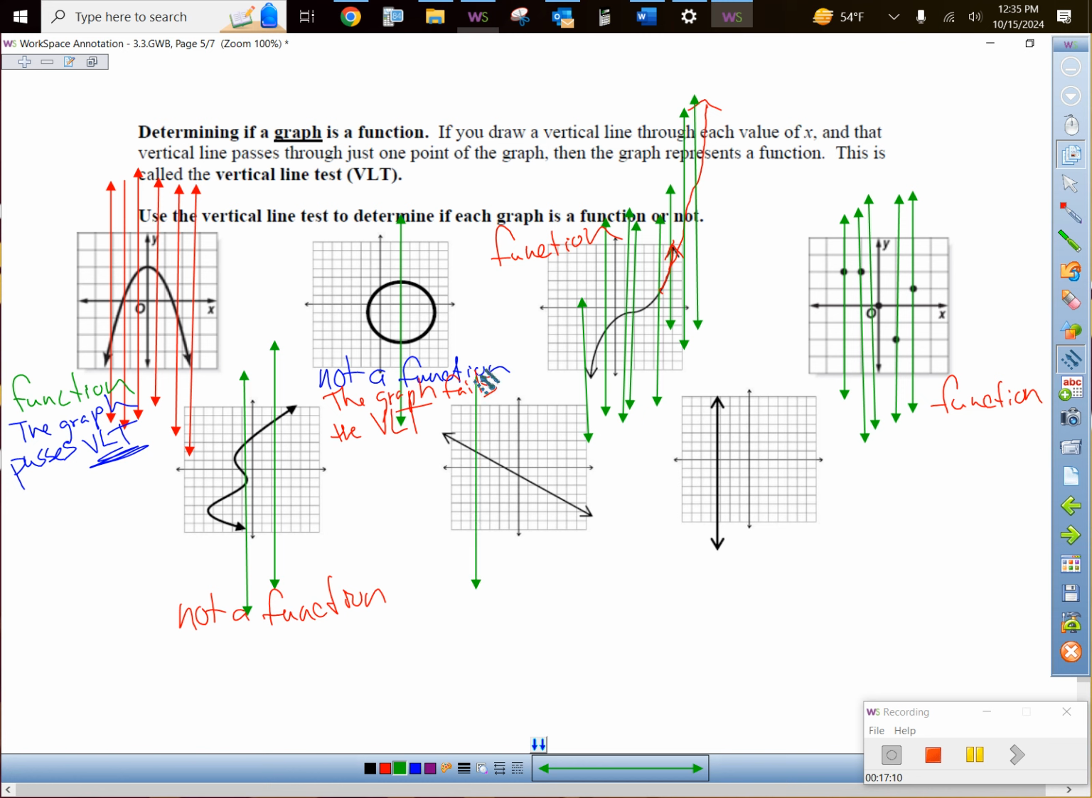How about this dude which doesn't have a number? Function or not a function? And once you get good, you probably don't need to draw vertical lines. You can just kind of see it. So that is a function. But the question of the day, this is a vertical line. Does a vertical line pass or fail the vertical line test?